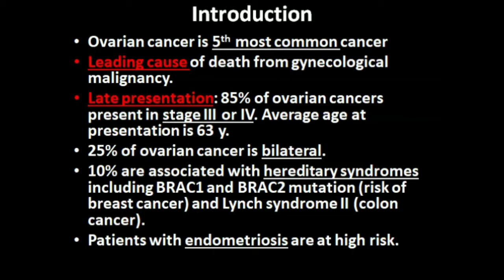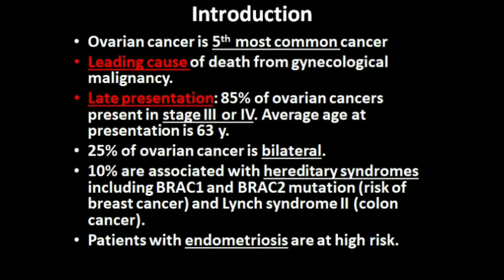85% of ovarian cancers present in stage 3 or stage 4. The average age for presentation is approximately 63 years. About 25% of ovarian cancers are bilateral, involving both ovaries. 10% are associated with hereditary syndromes such as BRCA1 and BRCA2, which carry risk of breast cancer, and also Lynch syndrome 2, which carries risk of colon cancer.